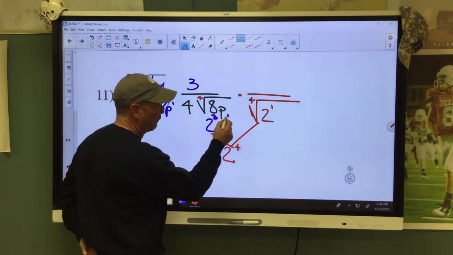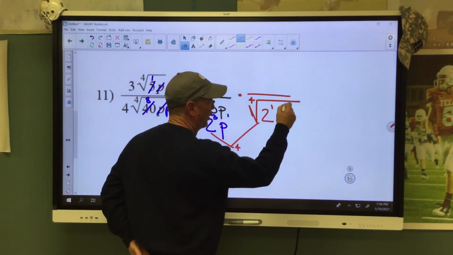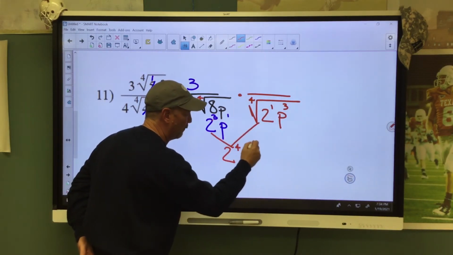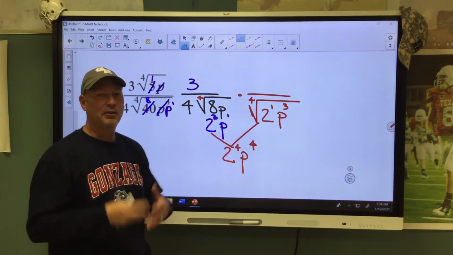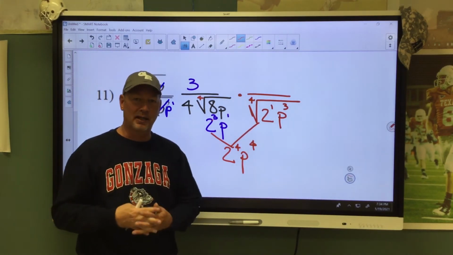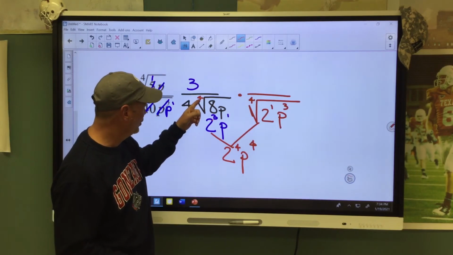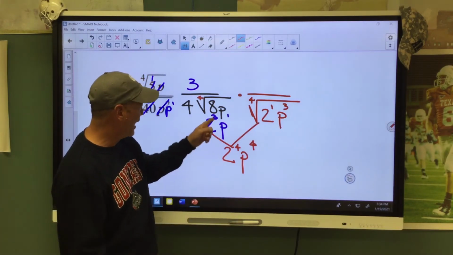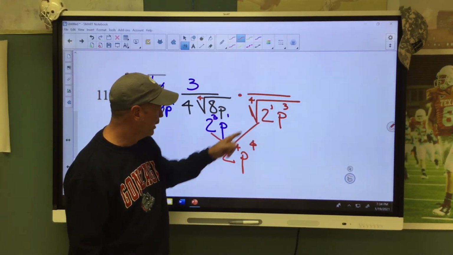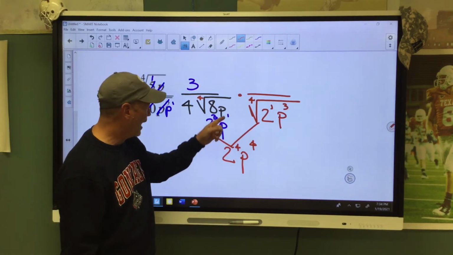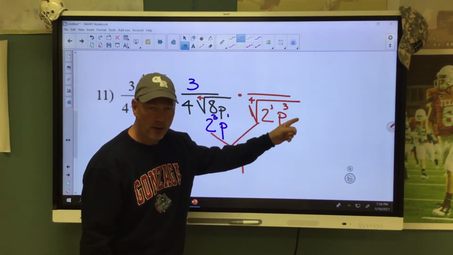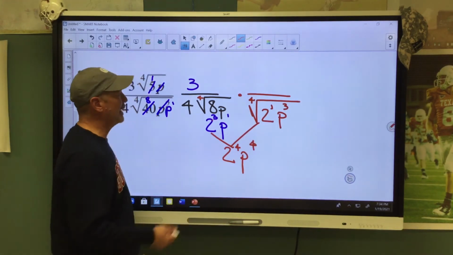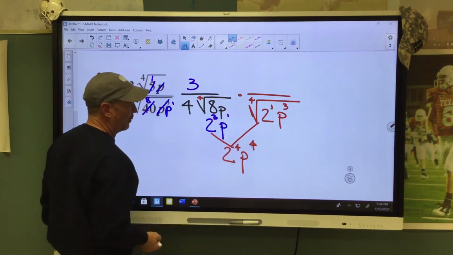If I have p to the first times p to the third, 1 plus 3 is 4. That's going to give me p to the fourth. My goal to make this stuff disappear from being in a radical is to make the root match these exponents. So you find out how many more you need. If I have 3, then I need 1 more to get me to 4. If I have 1, then I need 3 more to get me to 4. You try to get those to match. Because once they match, they drop out from underneath the radical.